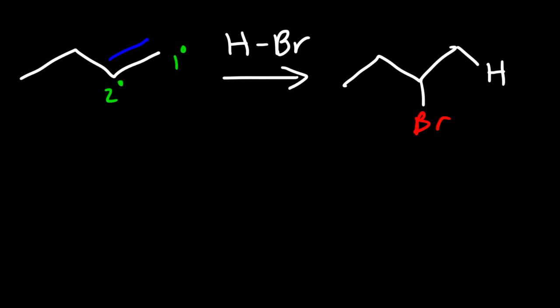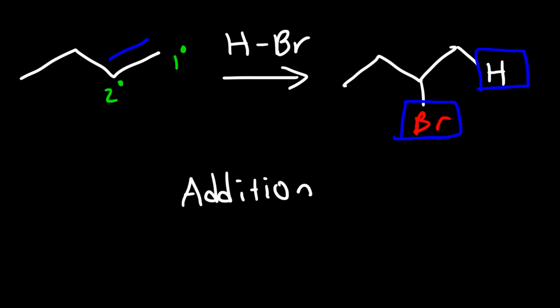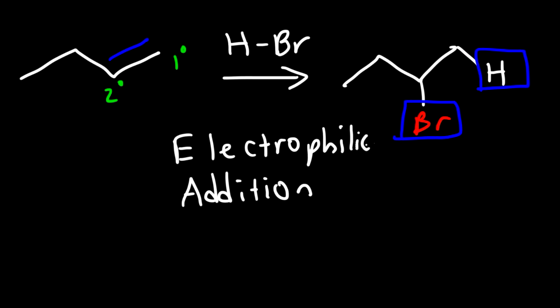So we're going from a double bond to a single bond. So we know that this is an addition reaction. As you can see, we are adding a bromine atom and a hydrogen atom. Now, HBr is an electrophile. Acids tend to be electrophiles, bases tend to be nucleophiles. And so this is specifically called an electrophilic addition reaction because we're adding an electrophile to an alkene.